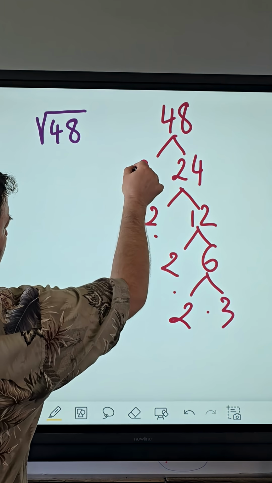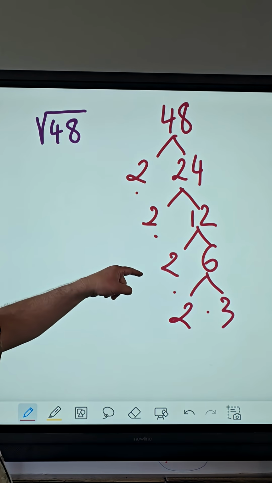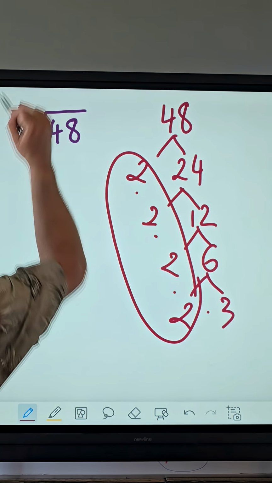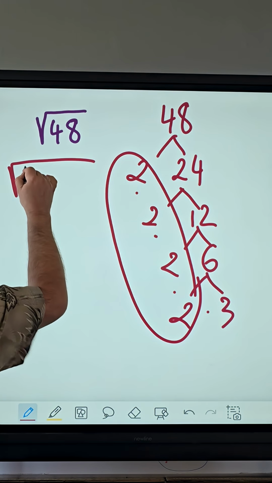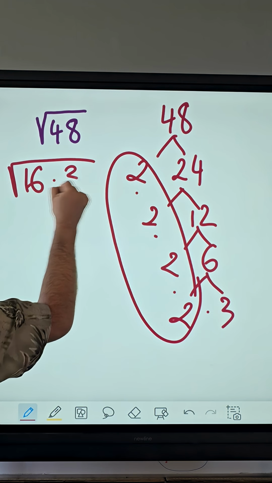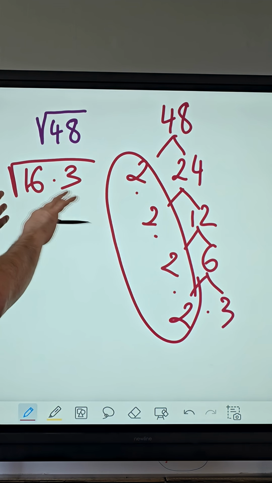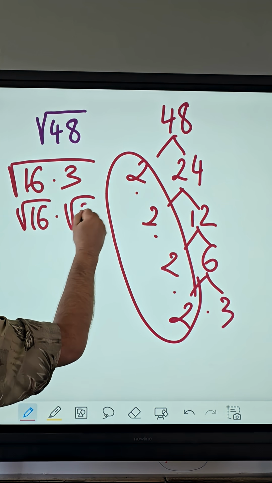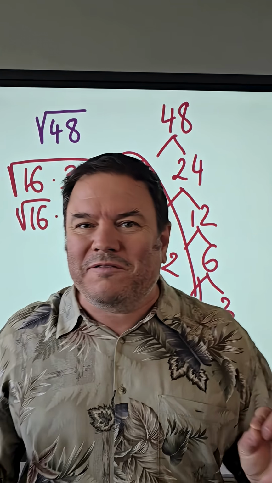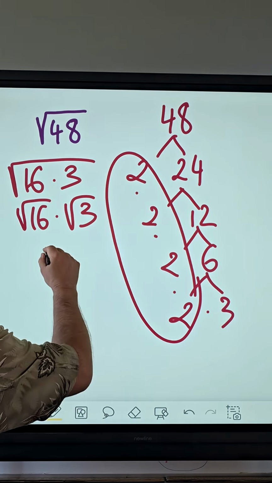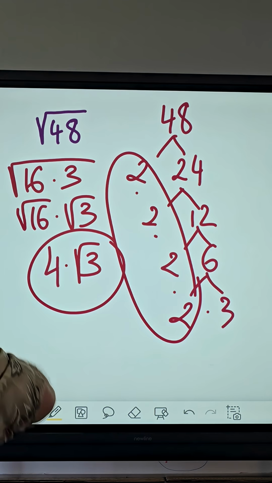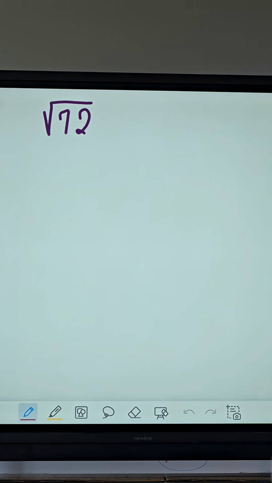Now, if we multiply 2 times 2 is 4, 4 times 2 is 8, 8 times 2 is 16. This is a perfect square. So square root of 48 can be written as square root of 16 times 3. And now we can break it down again into square root of 16 times square root of 3. And of course, square root of 16 is a perfect square, which is 4, times square root of 3. Final answer. Let's take a look at the last example here.